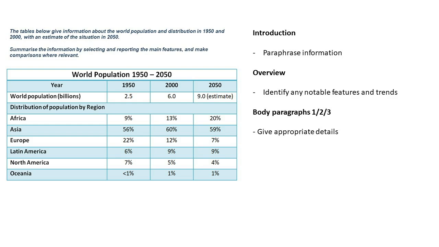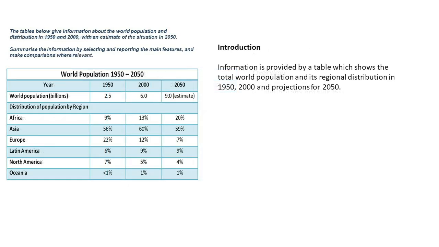So let's look firstly at my introduction. I have said, information is provided by a table which shows the total world population and its regional distribution in 1950, 2000 and projections for 2050. I'm just saying what they said in my own words.